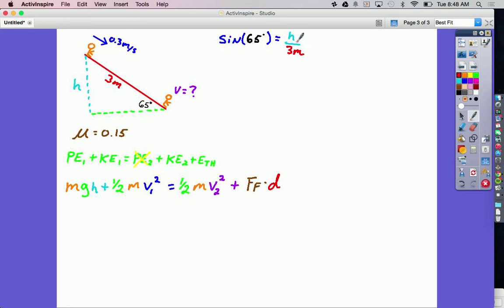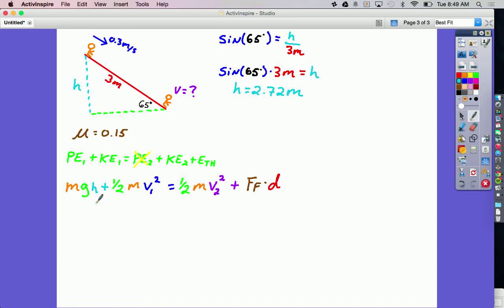Now we're going to solve for h. I'm going to multiply the 3 over to the left. So sine of 65 degrees times 3 meters should give me the h that I need. And when I do that, I find that the h is 2.72 meters. So now I have the h here when I want to plug in.